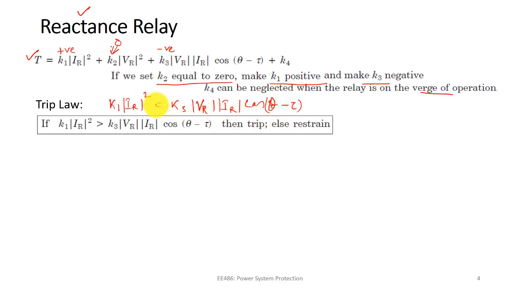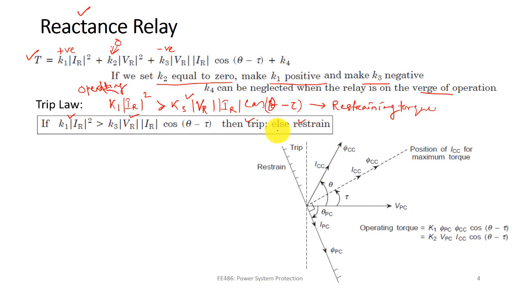And when the relay starts operating, this will become greater. Because this current element will provide the operating torque, and this will provide the restraining torque, your K1 IR square should be greater than the restraining torque given by the directional element. So I can write: if K1 IR square is greater than K3 VR IR cos of theta minus tau, that is, the torque developed due to the current element is greater than the torque developed due to the directional element, then it will trip, else it will restrain.